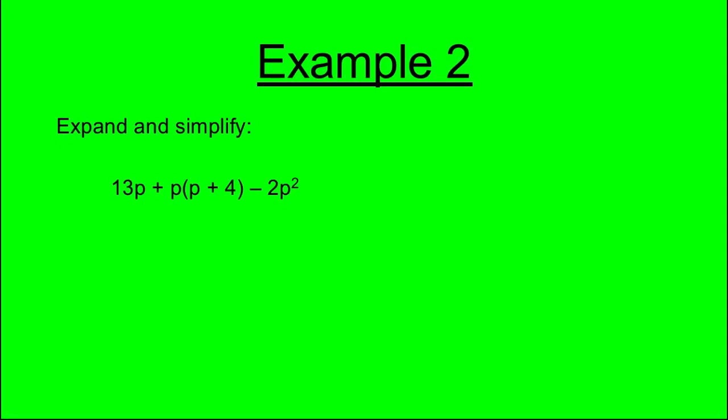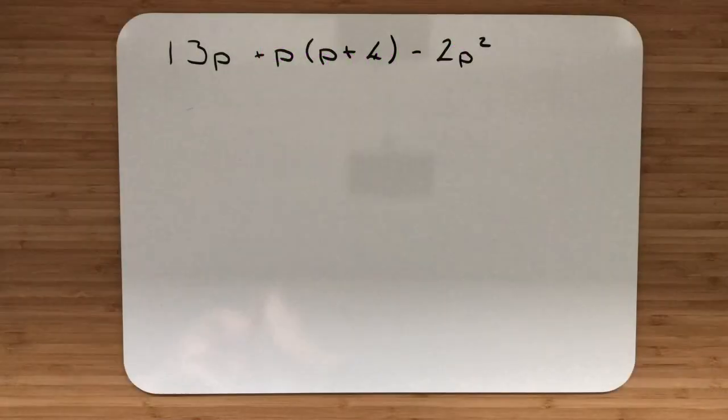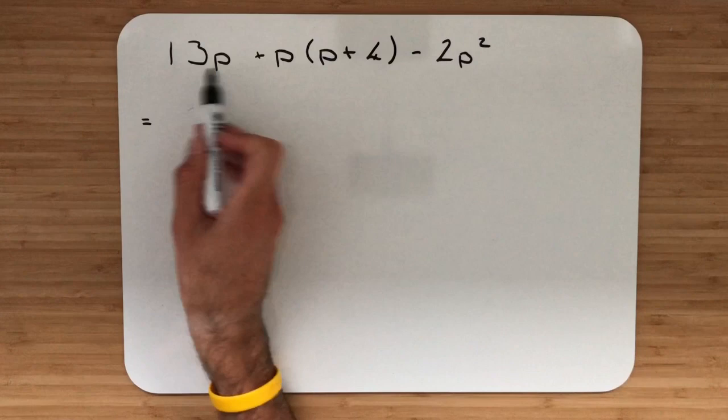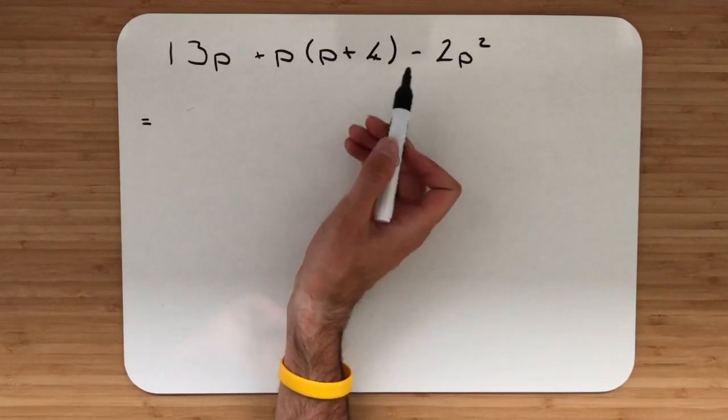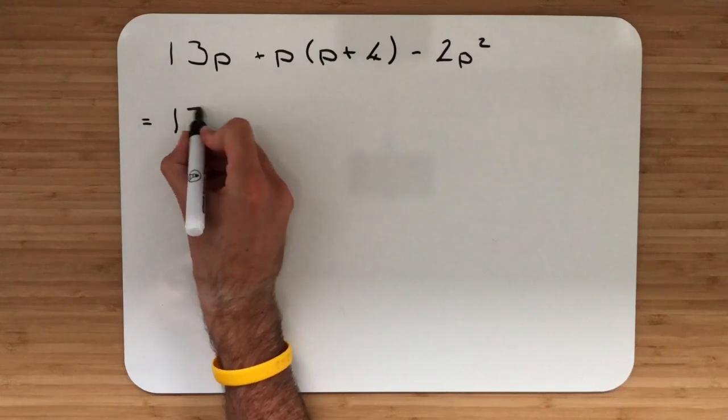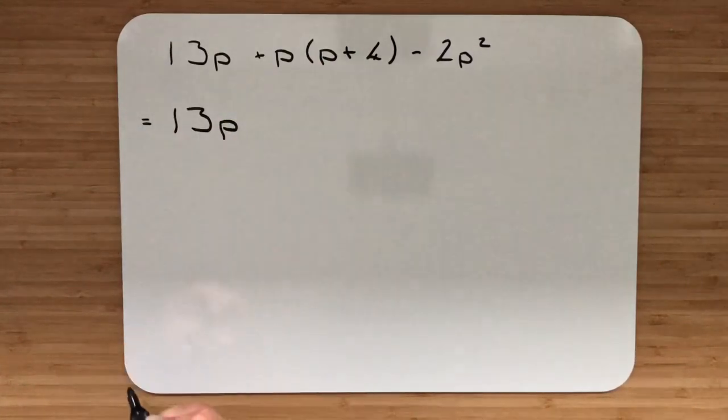Example 2. Expand and simplify 13p add p bracket p add 4 subtract 2p squared. In this example, we're looking to expand the brackets and simplify. So, beginning we've got 13p and then we're adding on p multiplied by something. The multiplication has to come first. So all I'm going to do here is simply just write this 13p down.